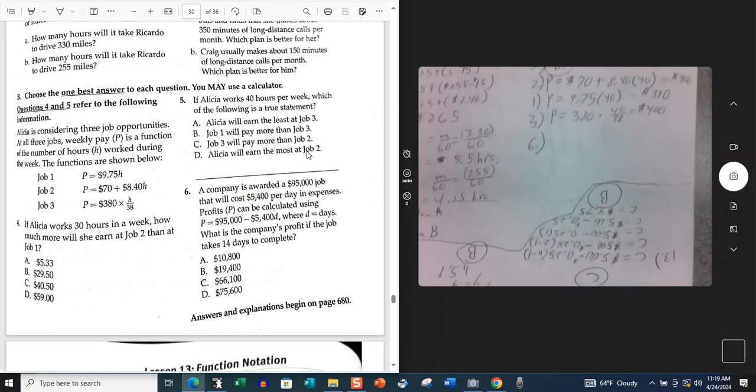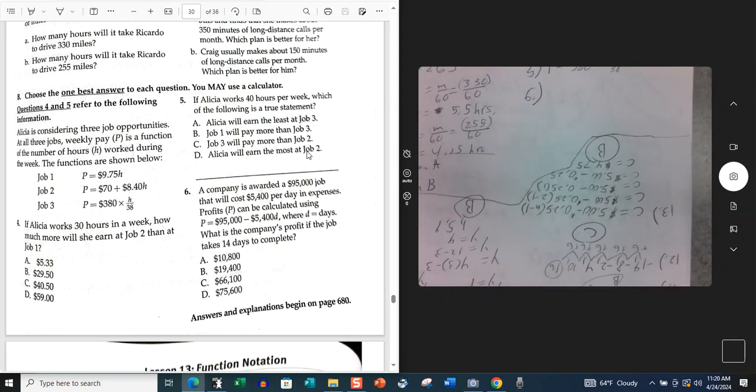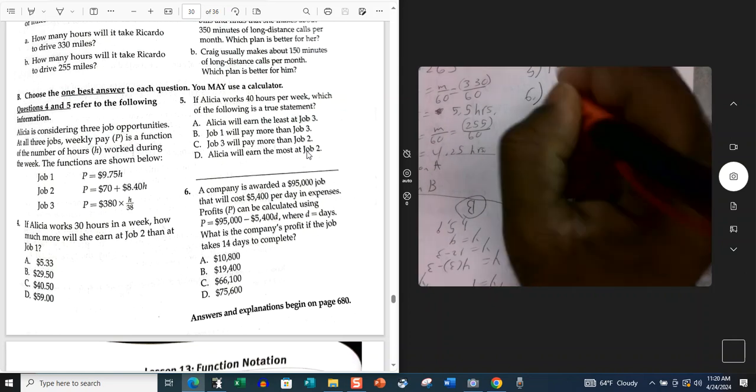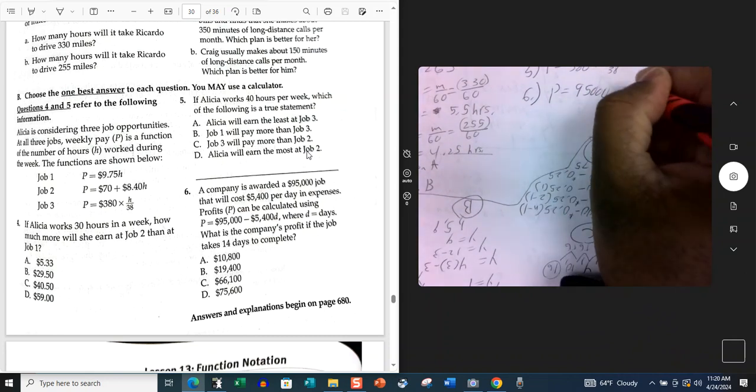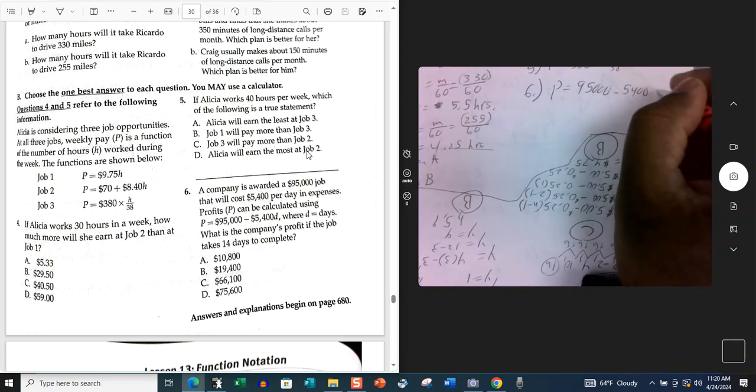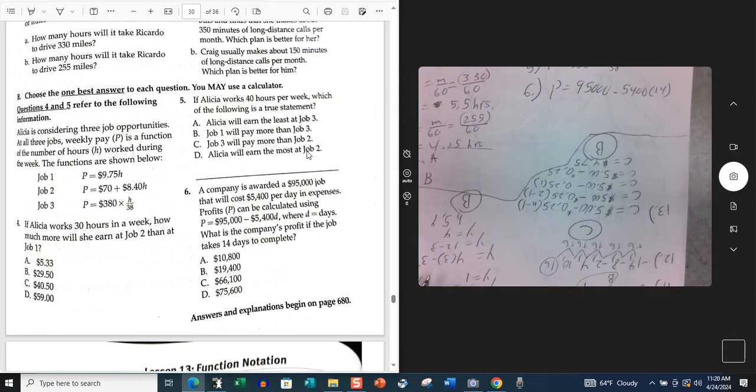Now we go down here to problem number 6. It says a company is awarded a $95,000 job. It says that will cost $5,400 per day in expenses. Profits P can be calculated using this formula here where D equals days. What is the company's profit if the job takes 14 days to complete? So what we would do, we would take this formula here and we would substitute in 14 for the days because they told us it takes 14 days to complete.